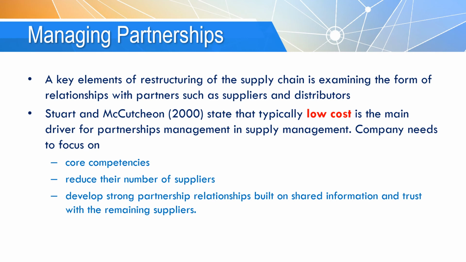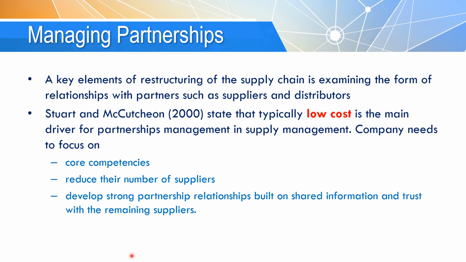So now, what are the key elements in managing our supply chain? So Stewart and this author, Stewart's 2000, state that typically low cost is the main driver for partnership management in supply chain management. So the key elements that has been agreed by these authors in managing the supply chain is partnership management. So it says that the company needs to focus on core competencies, reduce their numbers of suppliers, develop strong partnership relationship built on shared information and trust with the remaining supplier.